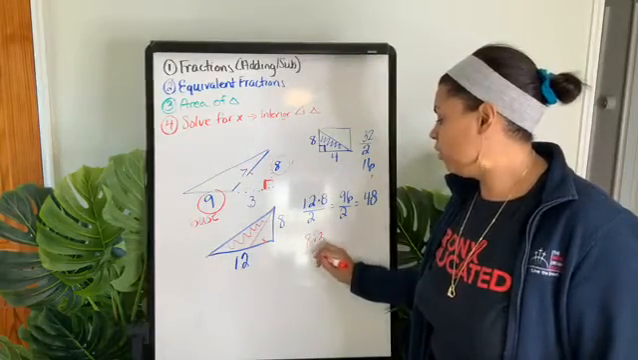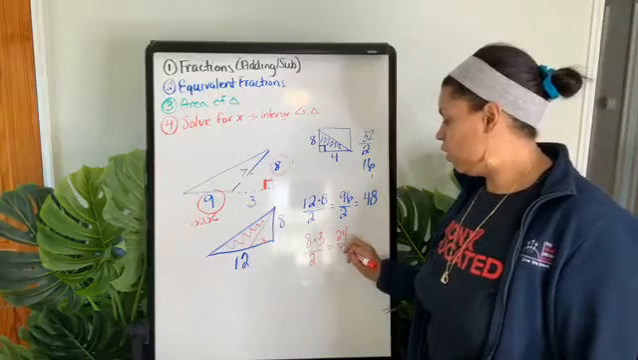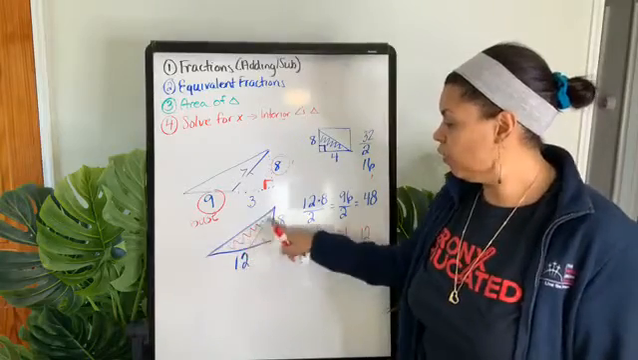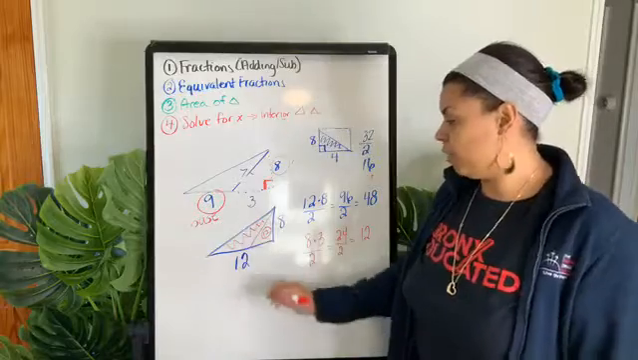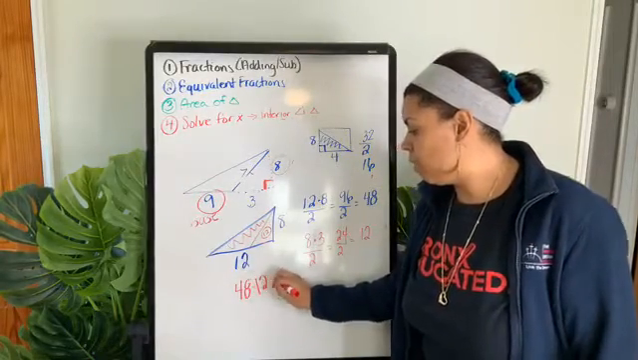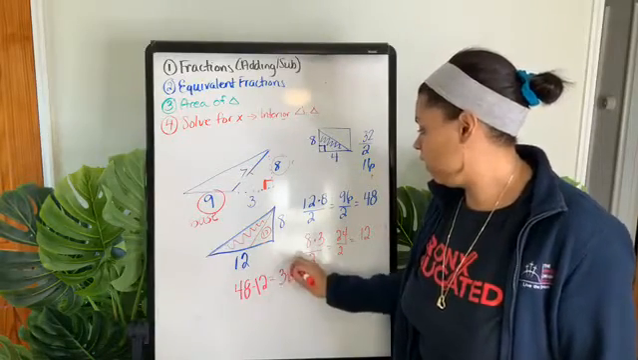8 times 3 divided by 2. 8 times 3 is 24. 24 divided by 2 is 12. So imagine if this whole thing is 48, with an area of 48, what if I take away 12 from it? So 48 minus 12 is going to give us our 36.